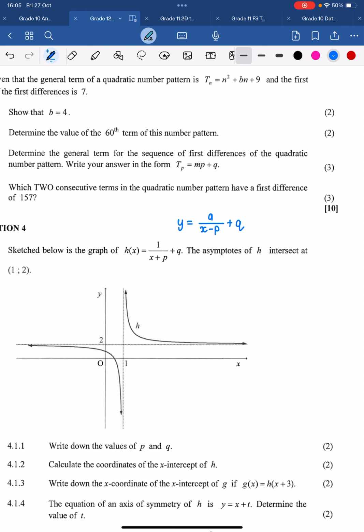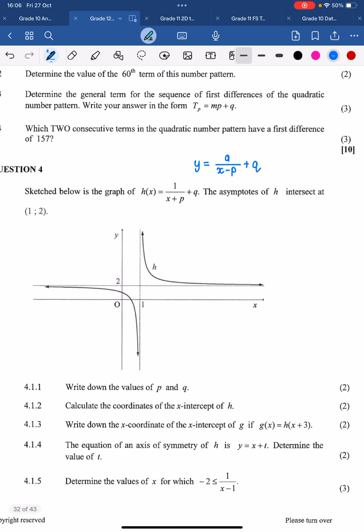Please don't think, oh no, I don't know what to do, I've only ever seen x minus p. It's the exact same thing. You're going to do the work in the same way. Now this is interesting what they've done here. They're telling us that the asymptotes of h intersect at 1, 2. So they're not giving us the equations of the asymptotes. They're telling us that these two asymptotes meet at the point 1, 2.